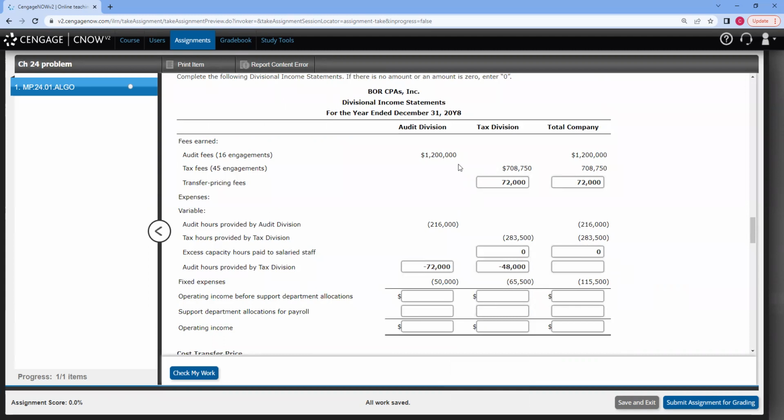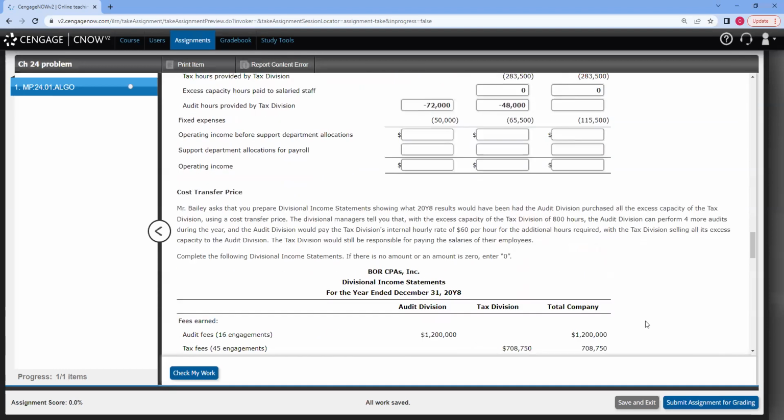So again, I assume that you can take it from here. You have the revenues, you're going to subtract the expenses to get the operating income, include the support department allocation for payroll, and then find your bottom line.